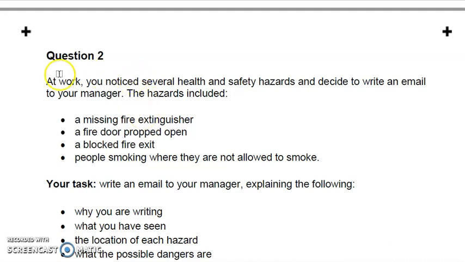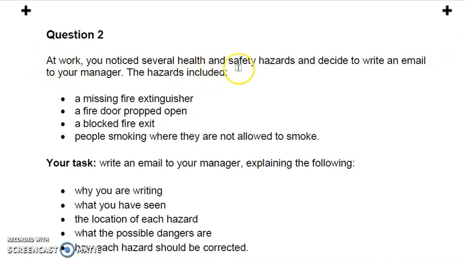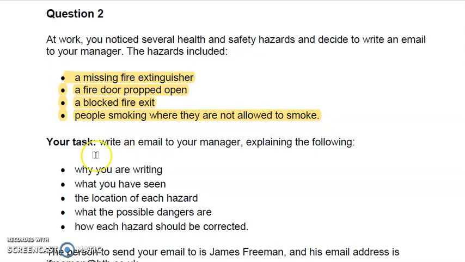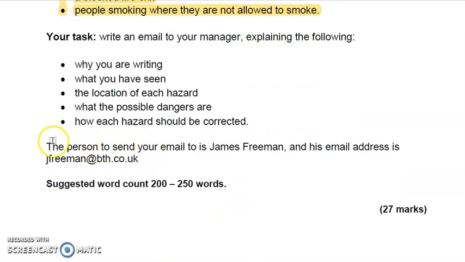So again, you'd approach this in the same way. You'd read through, you'd pick out the key crucial information. So at work, you notice several health and safety hazards and decide to write an email to your manager. And they've given you a list of the hazards here. So you know this is what you need to write about. And your task is to write an email to your manager explaining the following. And you've got a nice little address here, so you know who to send it to.